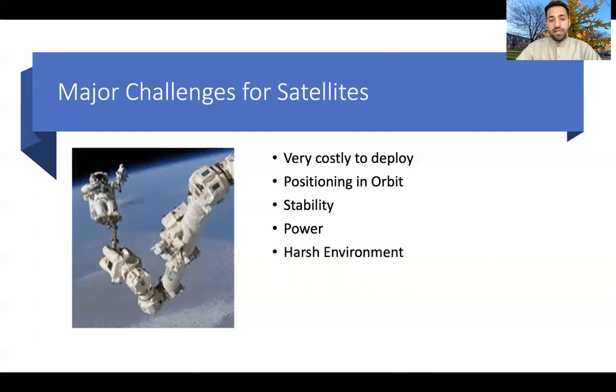We know that space is a hostile environment. So the devices which we are using on the planet Earth will not be functional in space. So we have to carefully design our equipment such that it will not burn out quickly in space.